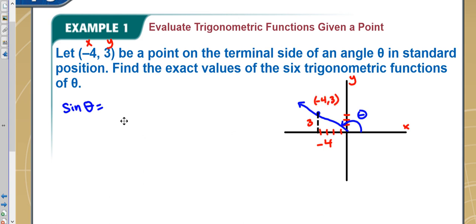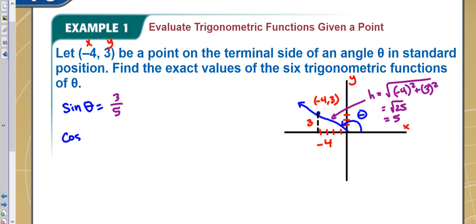Well, if I wanted to find the sine, I need to find out what h is. So to find my h, I would do Pythagorean theorem. And so h or r, whatever letter you want to use, would be equal to the square root of -4 squared plus 3 squared. And -4 squared is 16. 3 squared is 9. So we have 16 plus 9. So the square root of 25, which is equal to 5. So h is 5 here. So the sine value would be the y, which is 3 over 5.